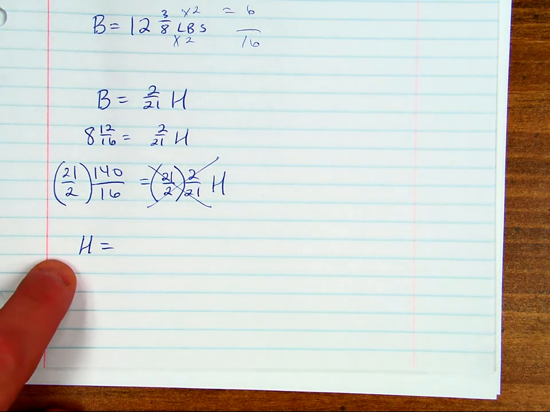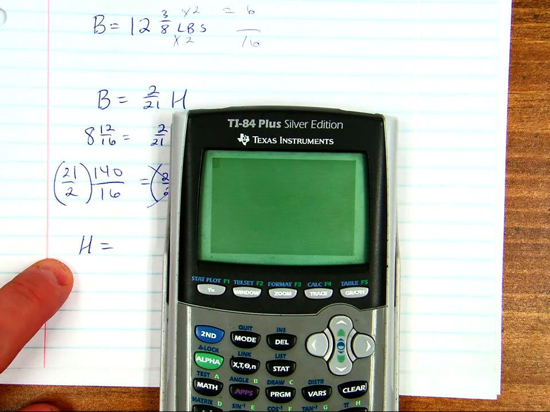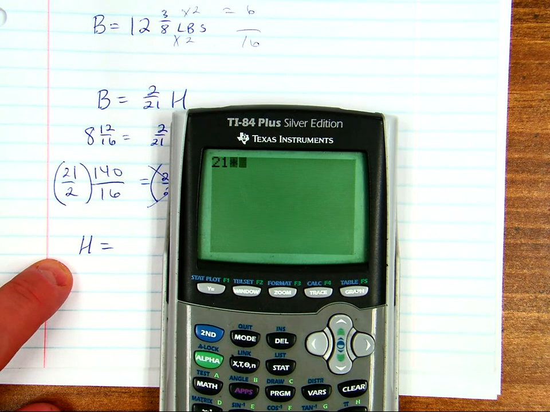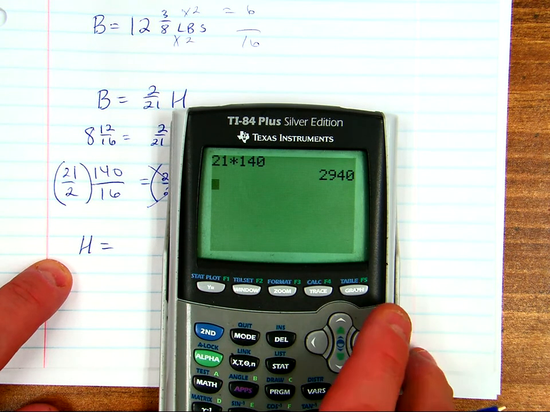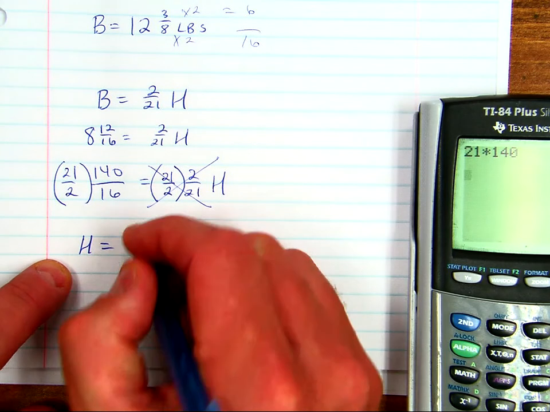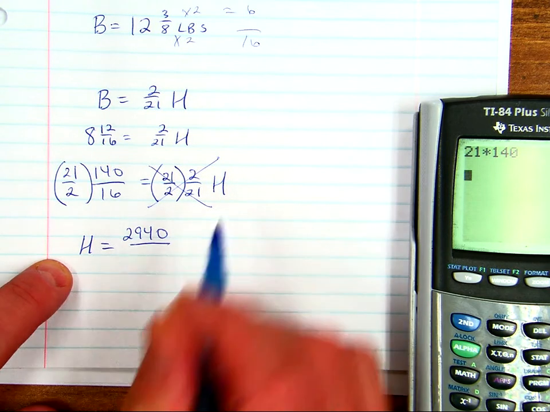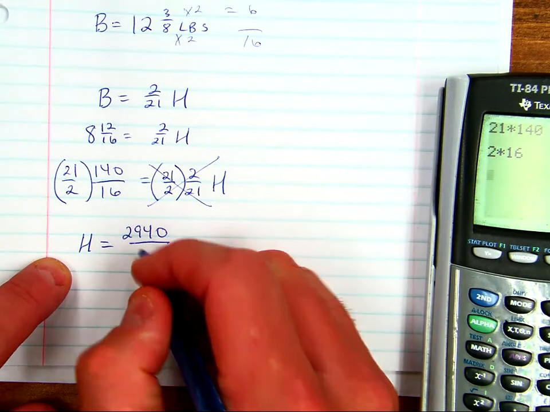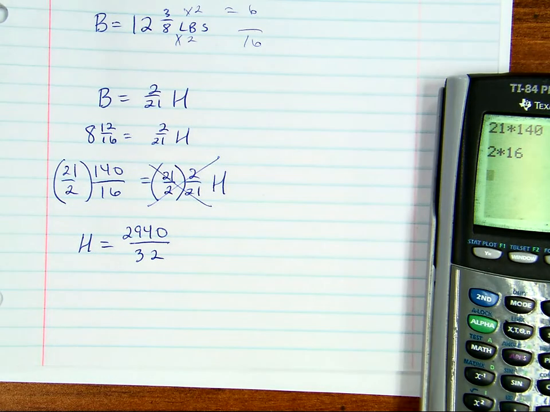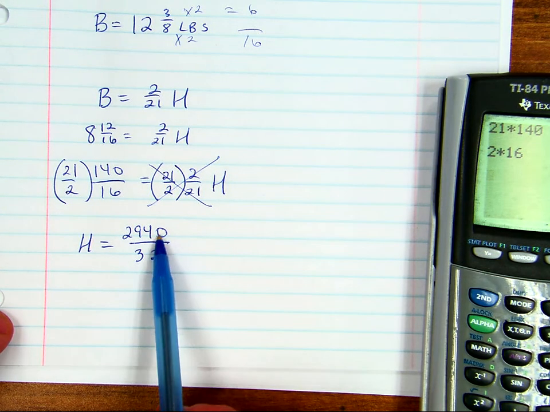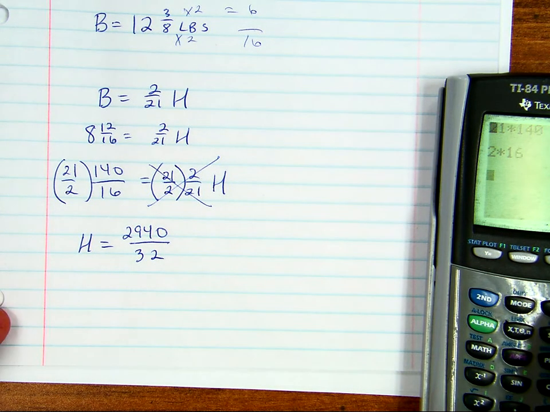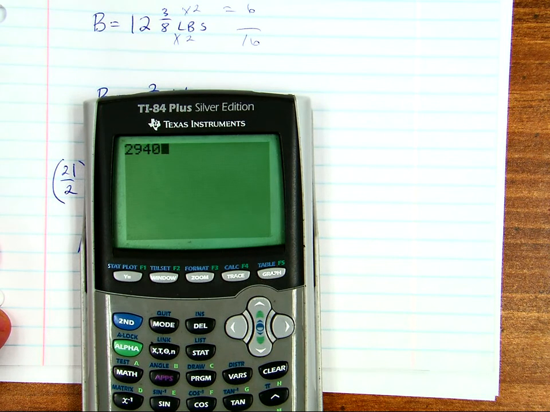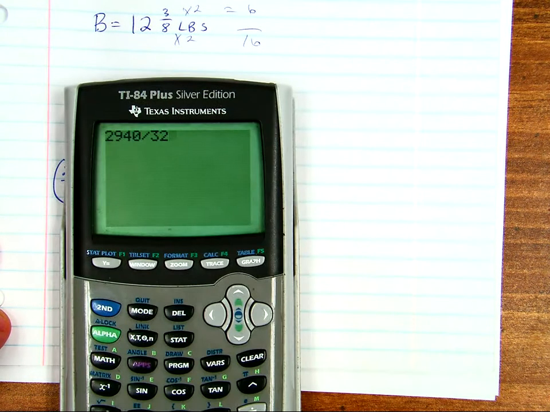So I'm going to take my calculator and multiply 21 times 140. And I get 2,940. I'm going to multiply 2 times 16 and get 32. Notice this time I didn't reduce. I didn't cross-reduce or anything, and I did that on purpose just to show you that you don't have to. I'm just going to type this into my calculator exactly how it looks. And we get 91.